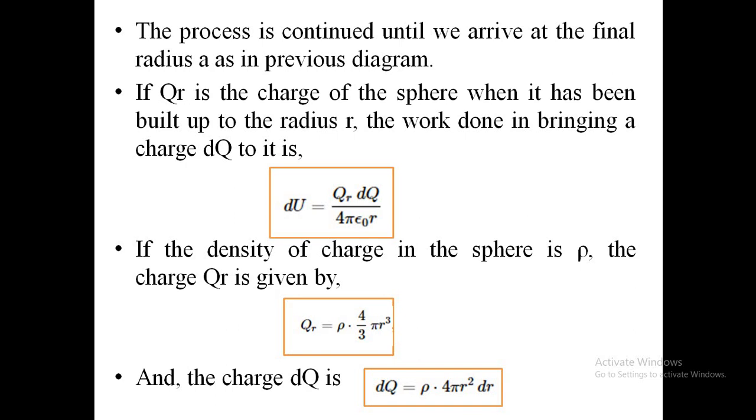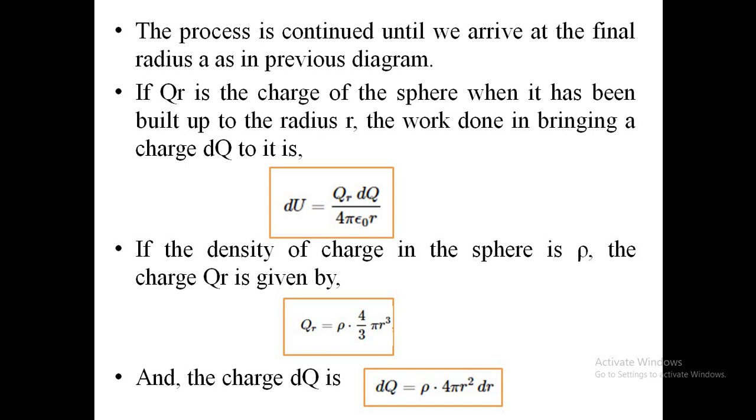If Qr is the charge of the sphere when it has been built up to the radius r, the work done in bringing up this charge is given as dU is equal to Qr dq divided by 4 pi epsilon naught r. If the density of the charge in the sphere is ρ, then Qr can be replaced as Qr is equal to ρ times 4 pi by 3 r cube, and the charge dq can be written as dq is equal to 4 pi r square rho dr.